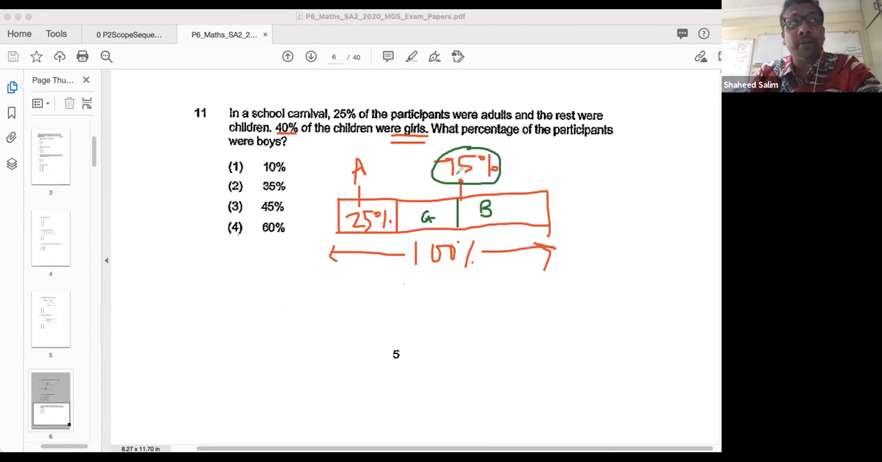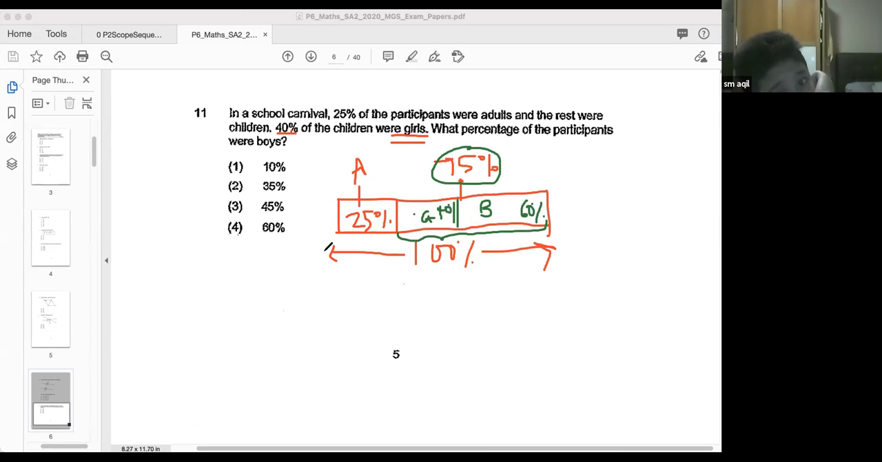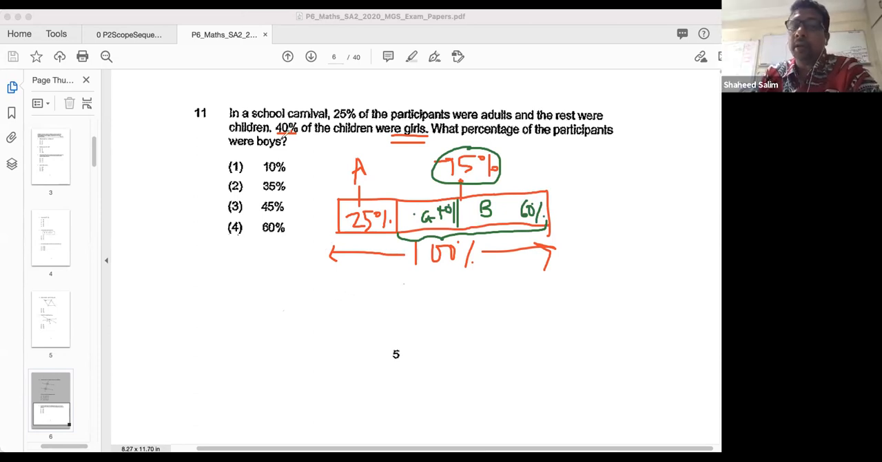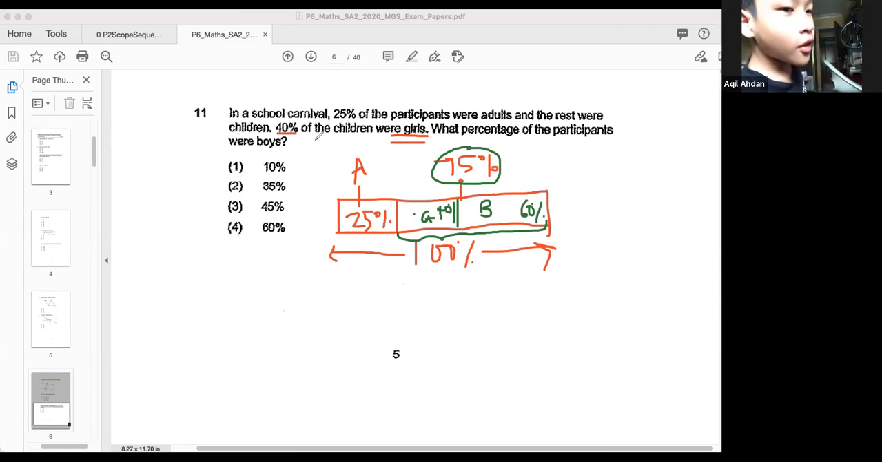Now, out of this 75%, the girls is 40% of the children. So this one is also the new 100%. This is 40%. What's the balance if it's 40%? This one must be 60%. Down here they give 40, right? So basically, is it like 40 plus 25 minus 100?